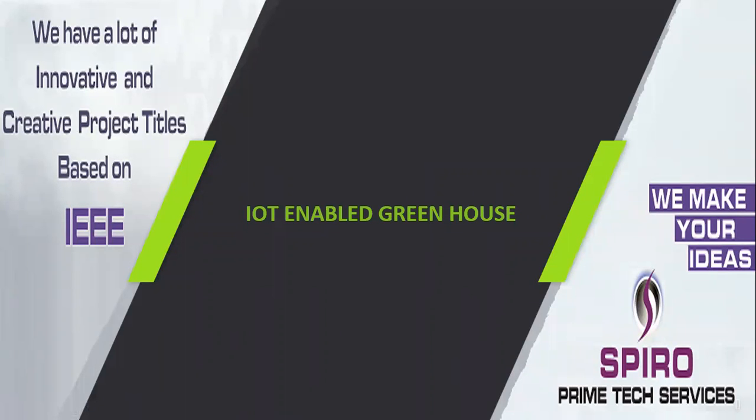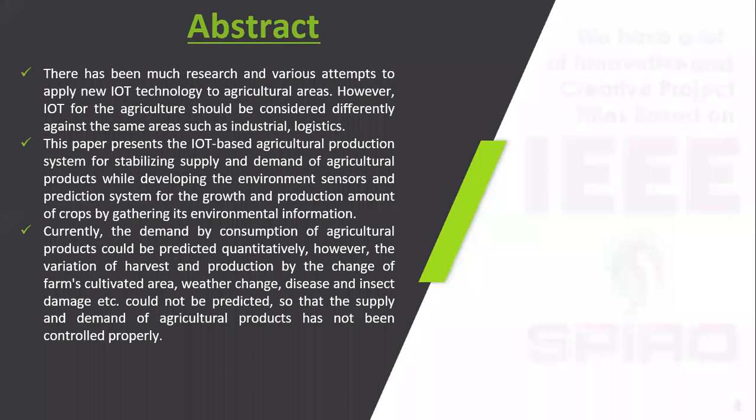ITBD03, IoT enabled greenhouse. This project mainly deals with the monitoring of soil and atmospheric conditions using IoT with the help of sensors. The sensors will monitor water level, temperature, and humidity.